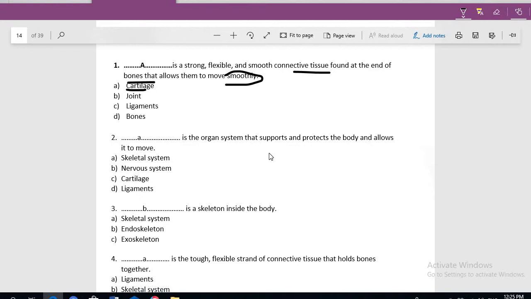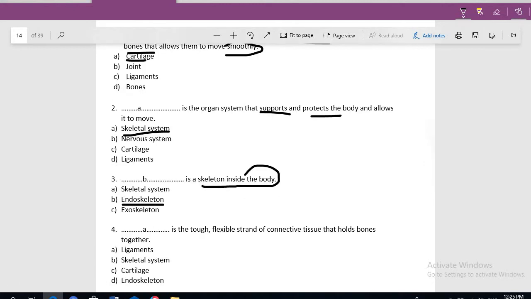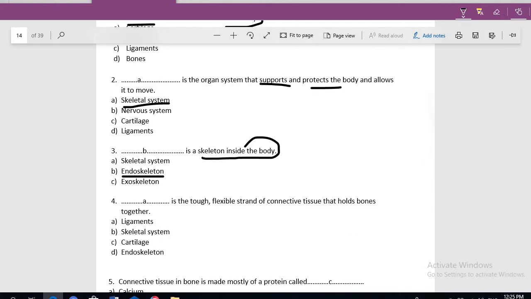It's the organ system that supports and protects the body and allows it to move. The skeletal system, which includes the bones, cartilage and joints, all of this. The system that supports and protects the body is a skeleton inside the body. A skeleton which is inside the body is called an endoskeleton. So bones inside your body are called the endoskeleton.